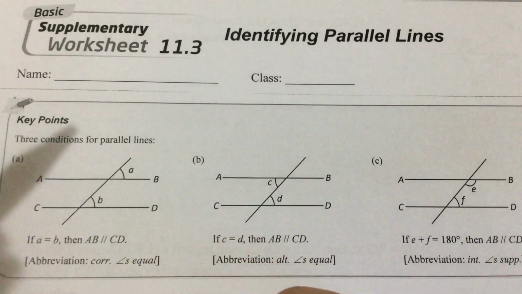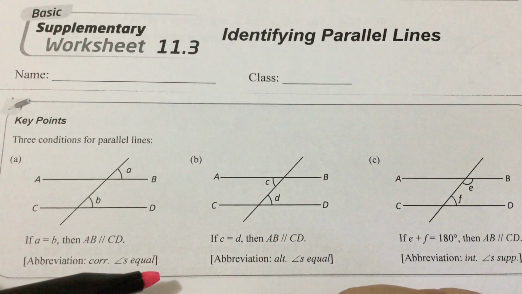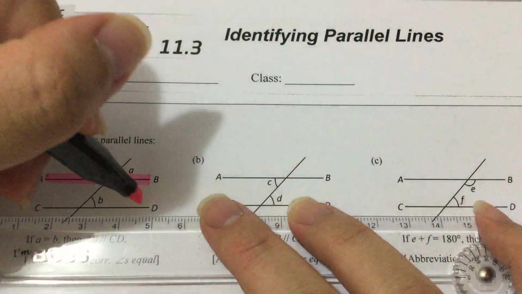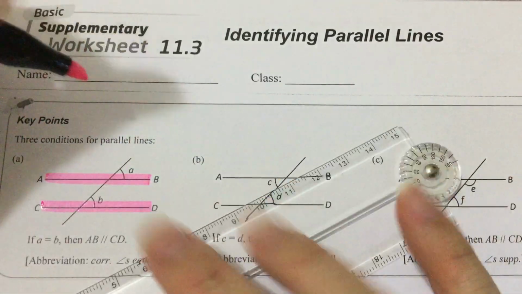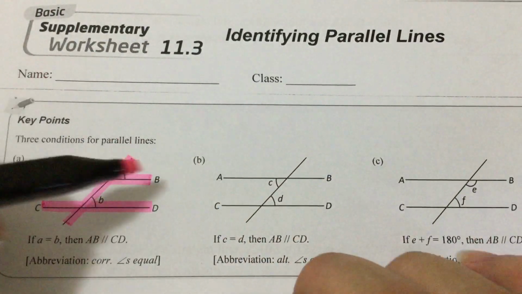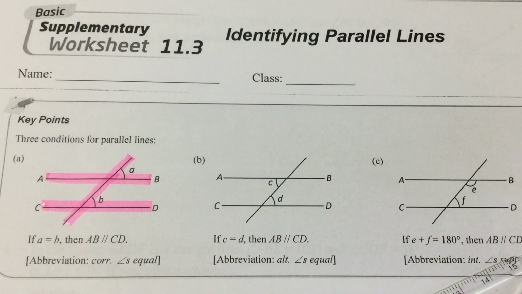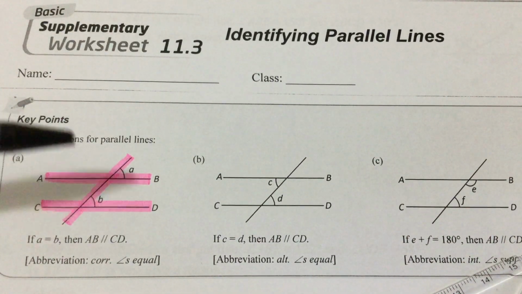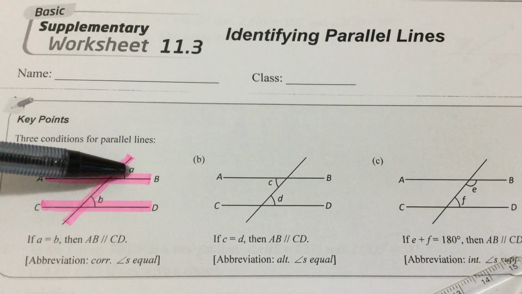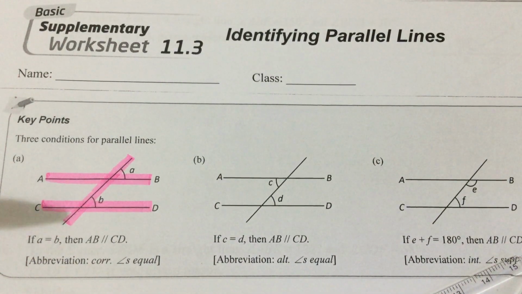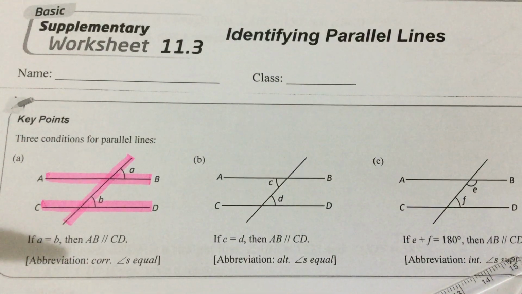Last time I showed you the corresponding angle. That means if we know these lines are parallel, then we can say A is equal to B. So we say these are corresponding angles. But this time I will interchange the position. So if we know the angles of these two are equal, we can say these two lines are parallel at the same time.